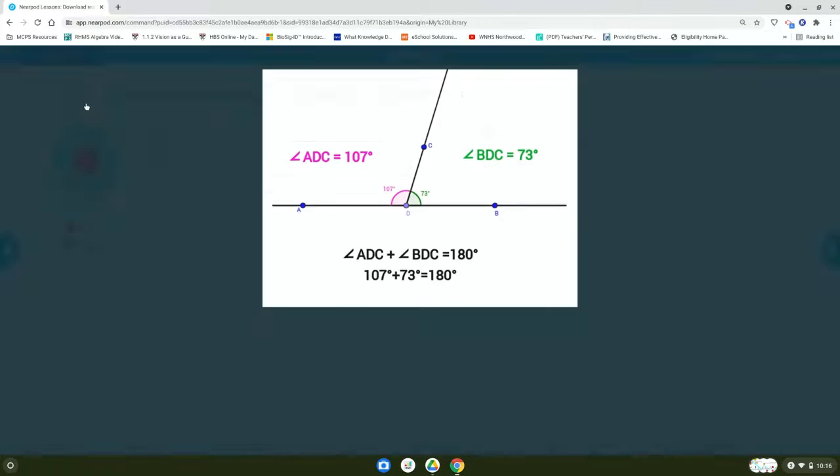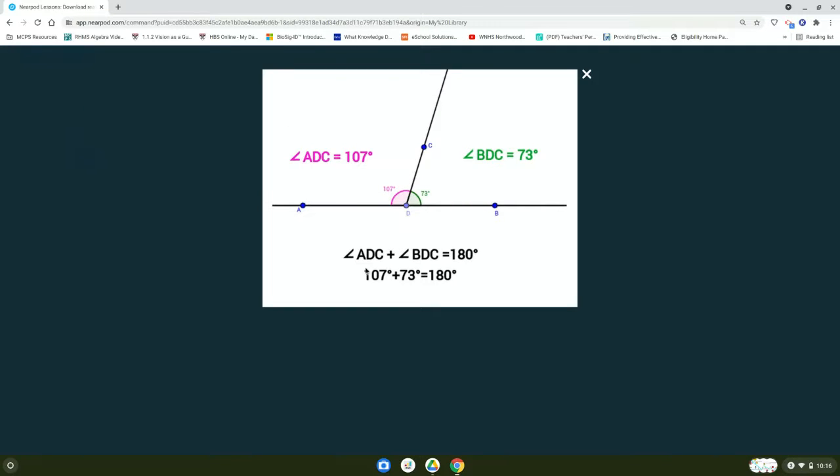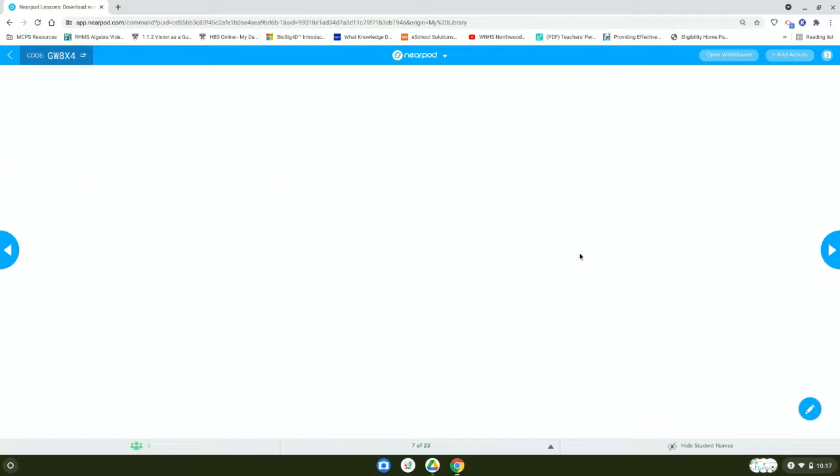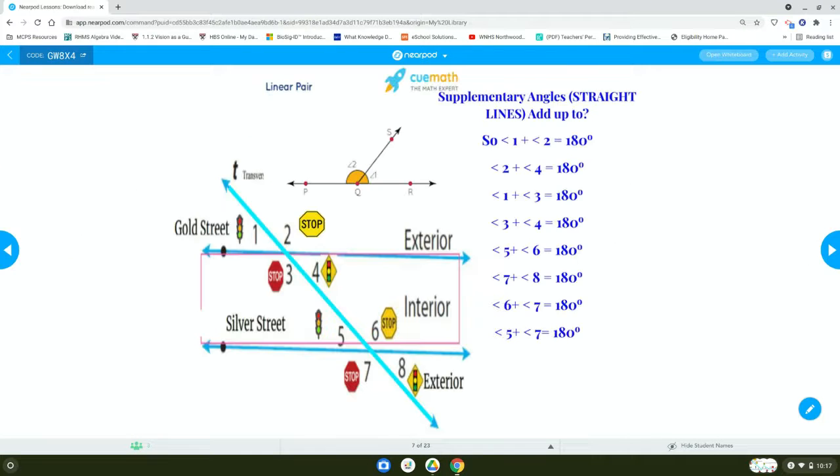Angles on a straight line, as you see, add up to 180 degrees. That's where we're going to start from. You learned that in the 7th grade. Now, as we proceed, you will see the relationship between all these theorems, supplementary angles, linear pairs, and parallel line transversals.